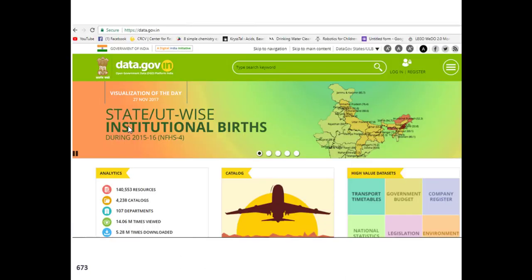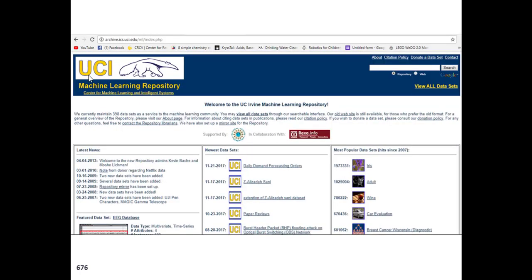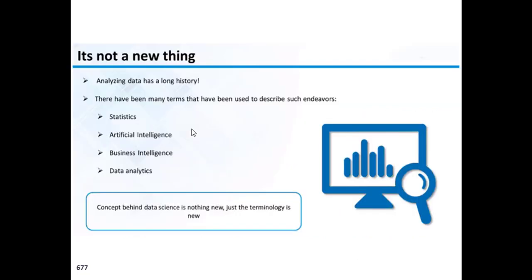Now if we look around ourselves, we have data everywhere. Data from our government is available at data.gov.in. We have a lot of data sets available for downloading and for research purposes as well. Then the data set from WHO is available. Then we have datakind.org, which has lots of data sets to be downloaded free of cost. A very popular UCI machine learning repository is available for us with lots and lots of data sets which are commonly used.